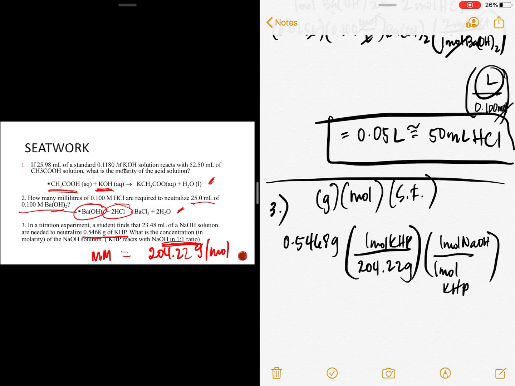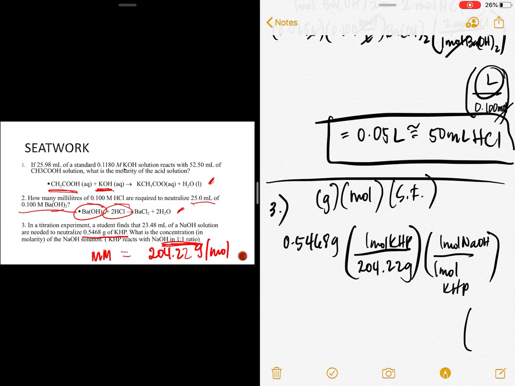Kaya tayo nagsa-standardize sa titration, it is because we want to know the exact concentration of our titrant. So, yun yung first step. Bago ka makapag-titrate, mag-standardize ka muna ng iyong titrant.